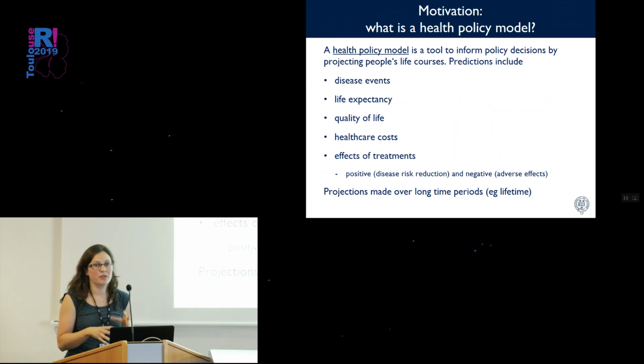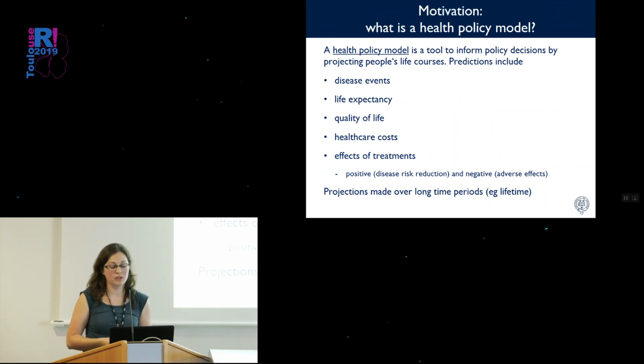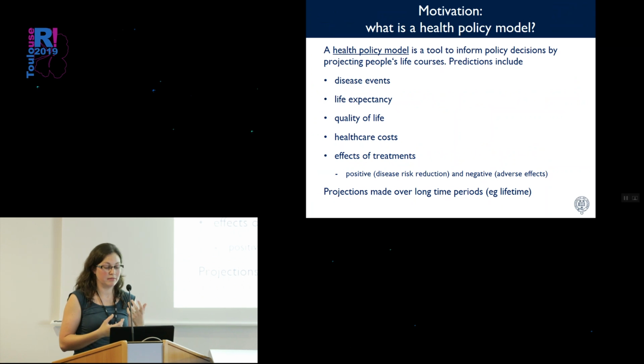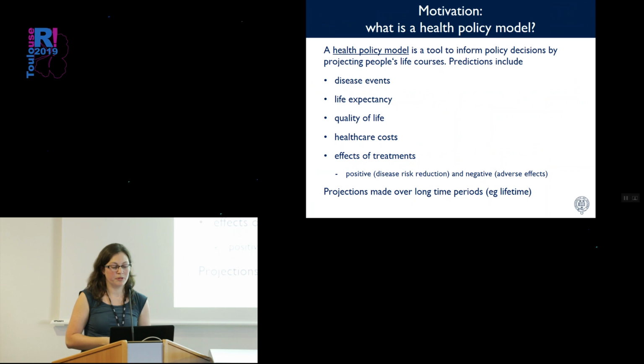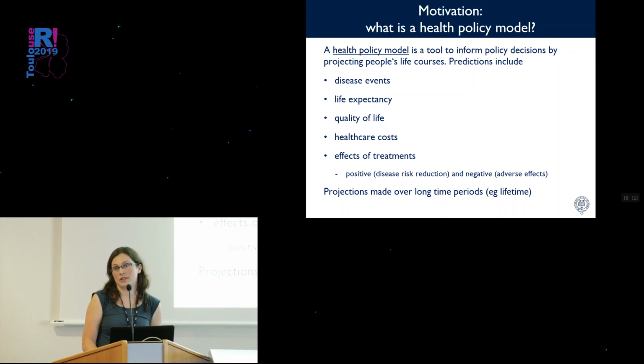So in case you're not familiar with the context, a health policy model is a tool that helps inform policy decisions by projecting people's life courses. The possible predictions it can make can be disease events, life expectancy, quality of life, healthcare costs, as well as effects of treatments. And effects of treatments can be positive, so disease risk reduction, but also negative, so for example, treatment side effects. And the key point is that projections can be made over a long time period and often over people's lifetimes.